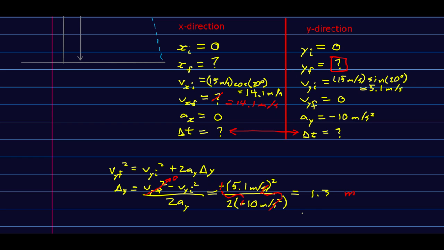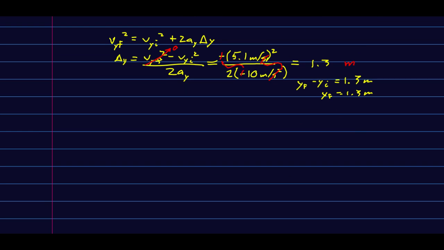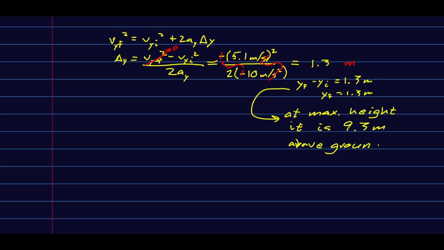Now, watch it. That is yf minus yi is 1.3 meters. But of course, yi is just 0. So yf is 1.3 meters. It goes 1.3 meters up from where it started. And so, you might want to answer that at max height, it is 9.3 meters above the ground, right? Because it started 8 meters above the ground. And so if it goes up 1.3 meters, it's going to be 9.3 meters above the ground.